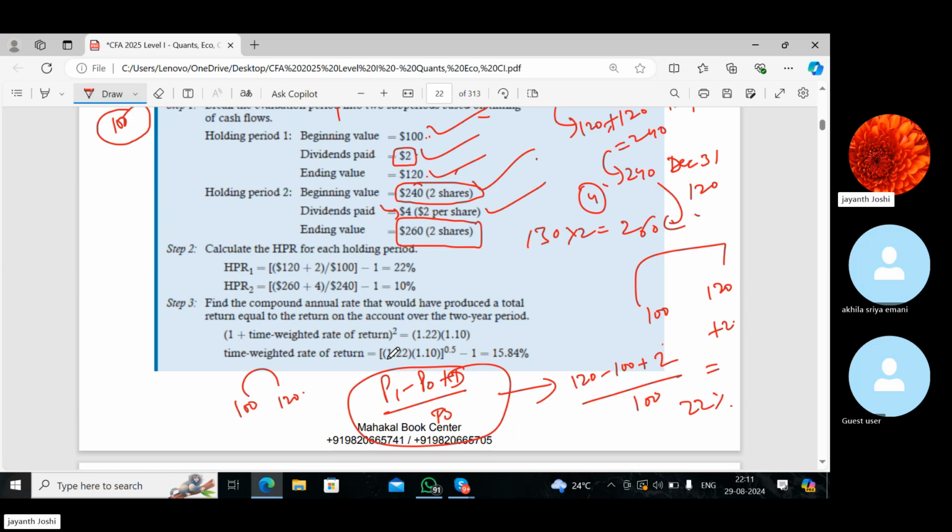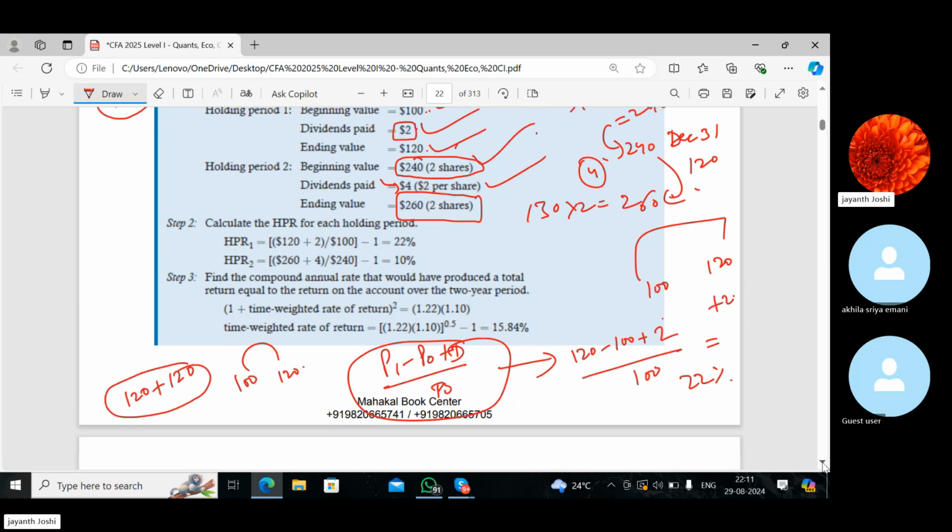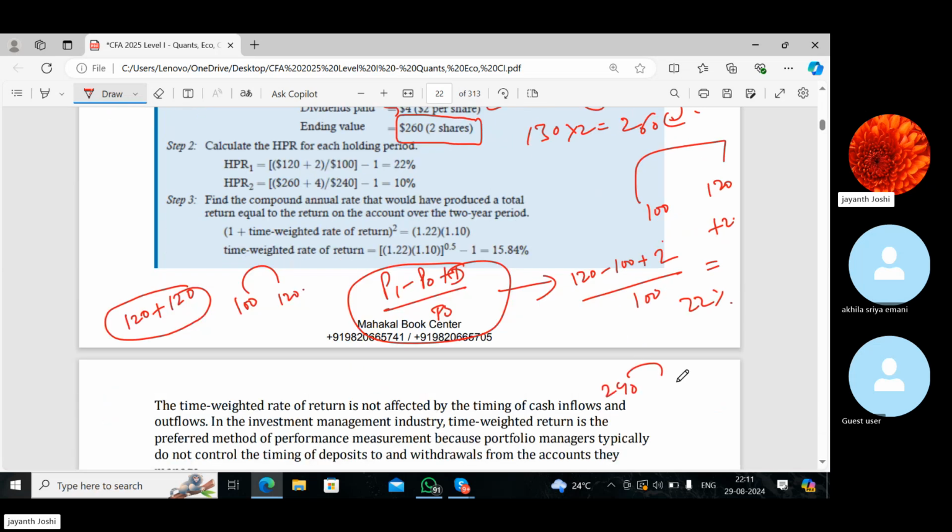In the second year, what is happening? You have two stocks right now: the first stock, which has become 120, and the second stock, which you bought at the end of the first year at 120. Now your investment is 240. It has become 260. So 260 minus 240, and the dividend you got, 4, whole divided by 240 you invested. Now you tell me the returns. Calculate.